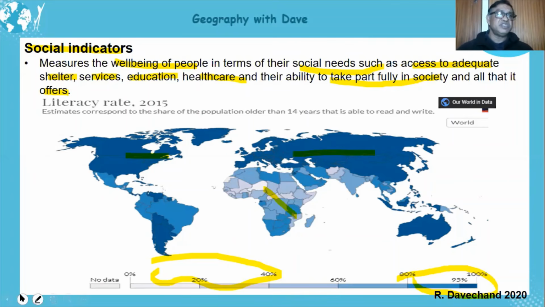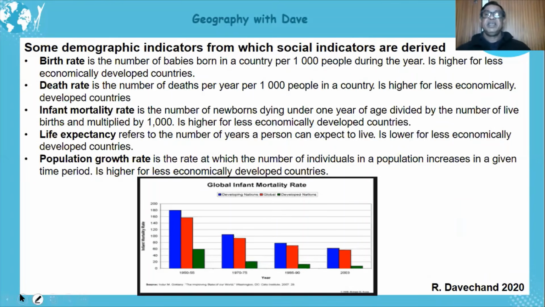There's various social indicators, all right? We're going to just go through a list here, all right? What we're saying here is some demographic indicators from which social indicators are derived. Remember, social indicators are derived from demographic, which is statistics. All right, like birth rate, the number of babies born in a country per thousand during a year.